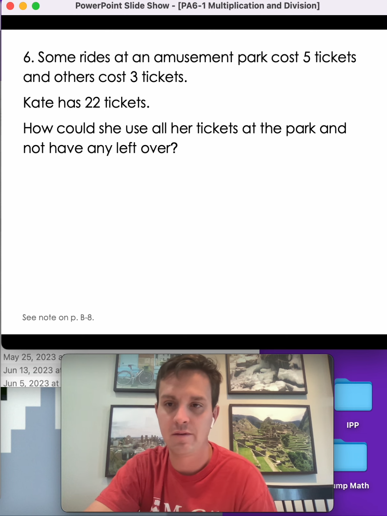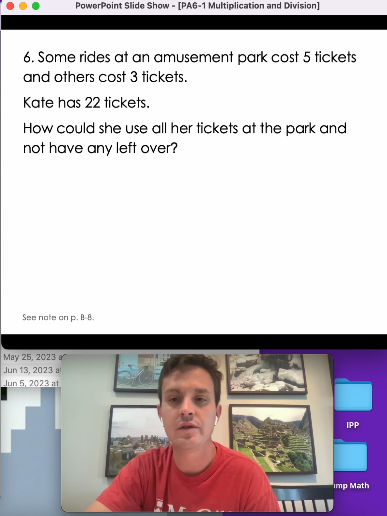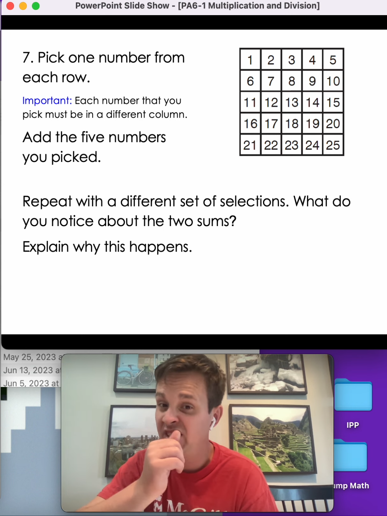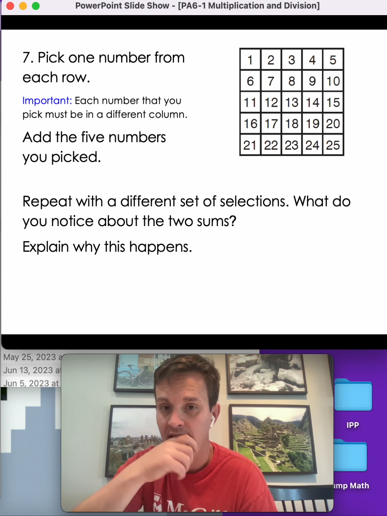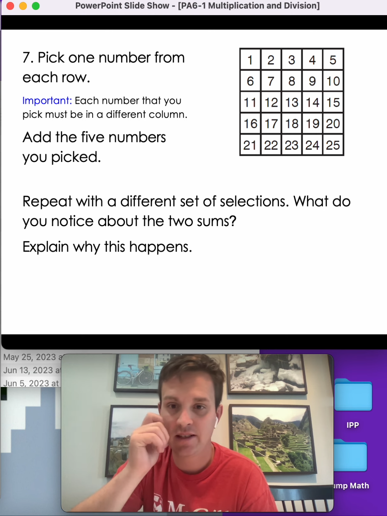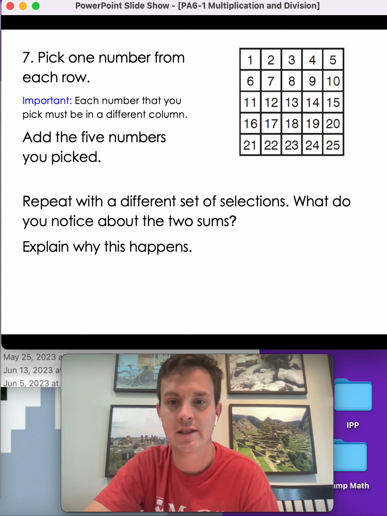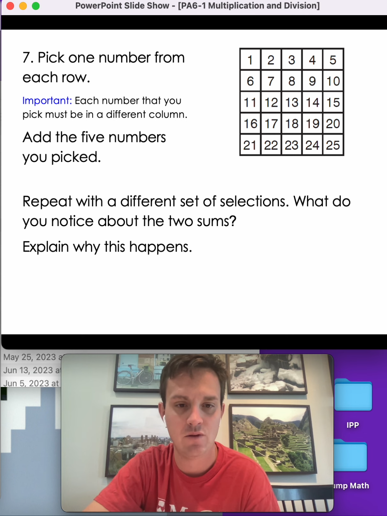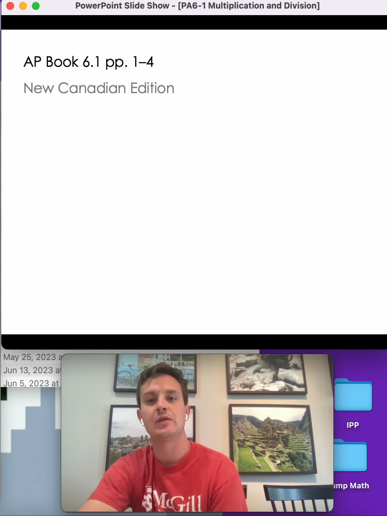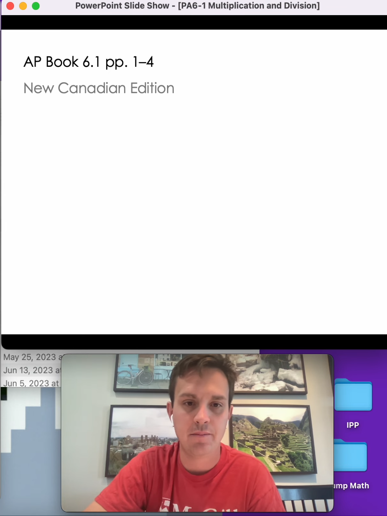Some rides at an amusement park cost 5 tickets and others cost 3 tickets. Kate has 22 tickets. How could she use all her tickets at the park and not have any left over? And pick one number from each row. They have to be from different columns. And add the 5 numbers that you picked and repeat with different selections and see what you notice about the sums and why. And then when you're done this, work through pages 1 through 4 in the practice book.